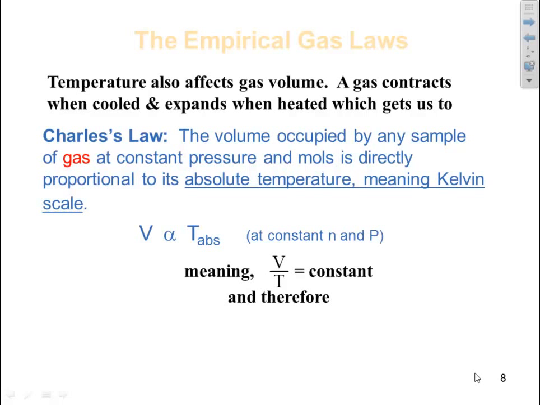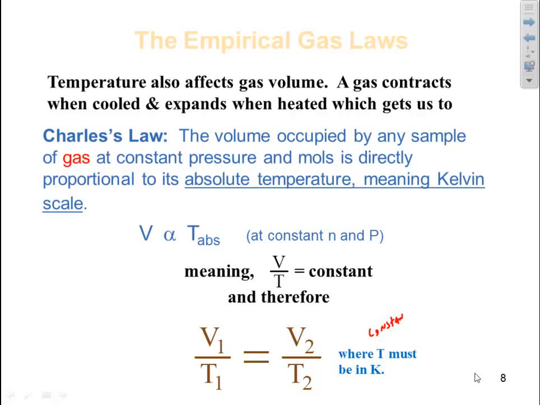So the more usable Charles's law is as follows: V1 over T1 is equal to V2 over T2. Realize that temperature must be in Kelvin, and this also is true at constant number of moles and pressure.